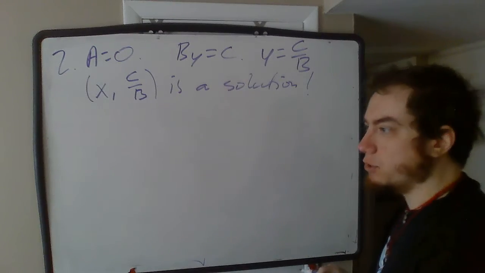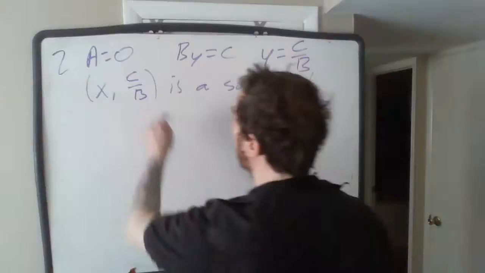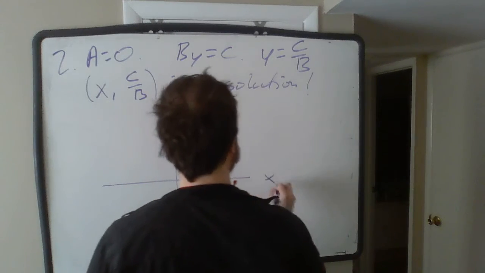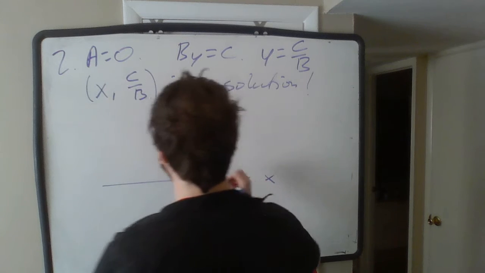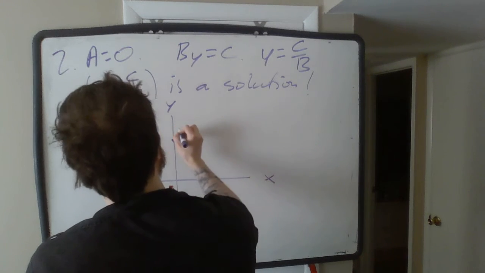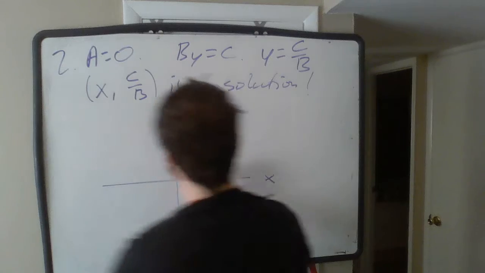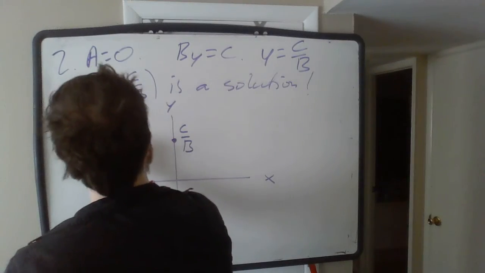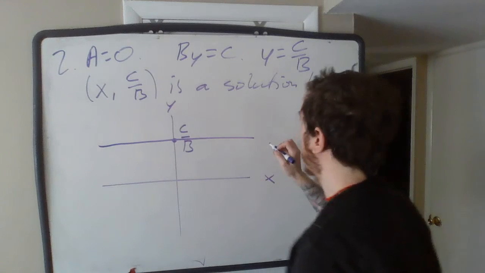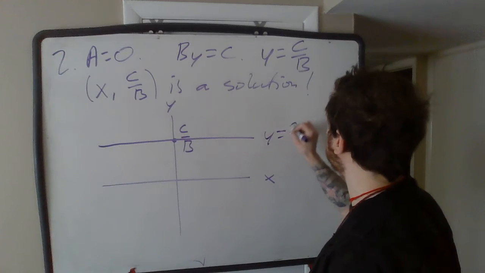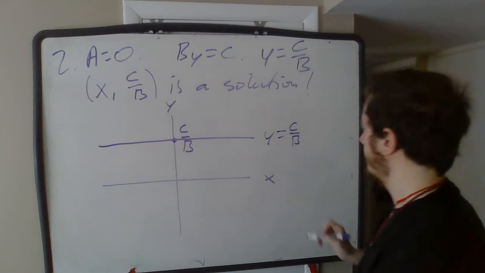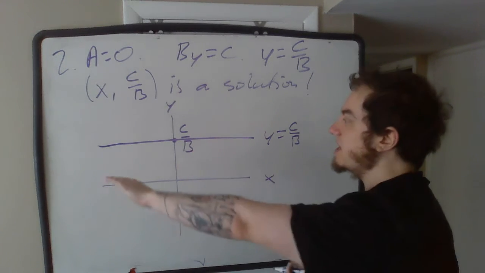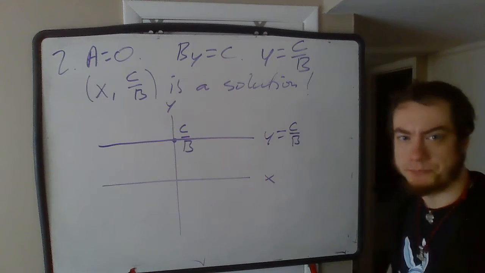So what would this look like if I wanted to mark off all of these points on the plane? Well, once again, I would get a straight line, except instead of it being vertical, we would find the point c over b along the y-axis, and we would get a horizontal line. So this would be the line y equals c over b. In the first case, we got a vertical line. In this case, we got a horizontal line.